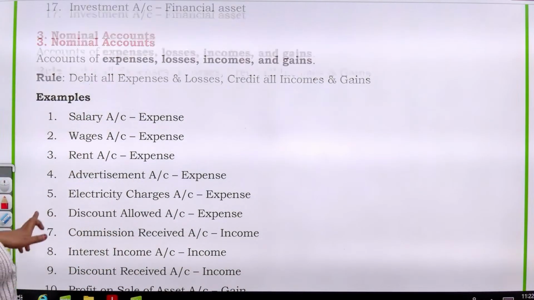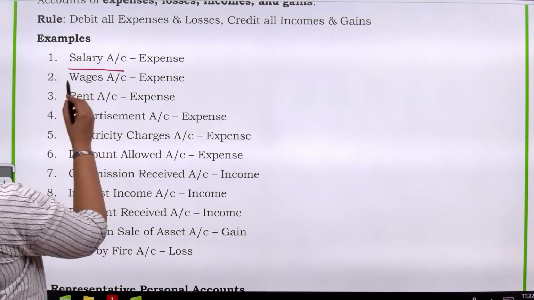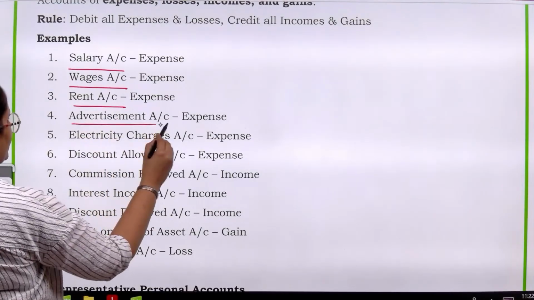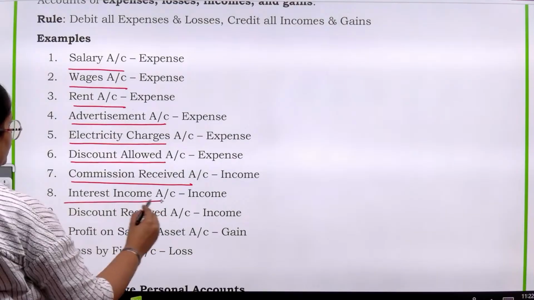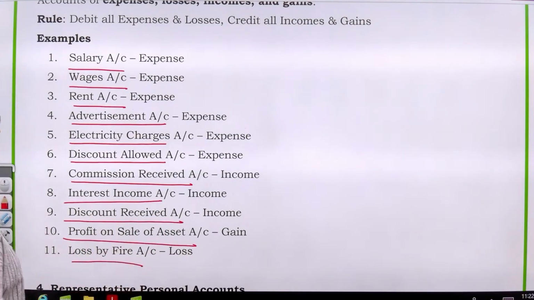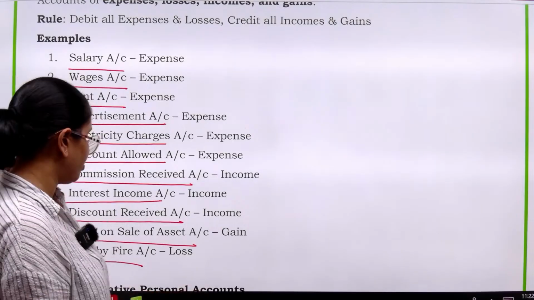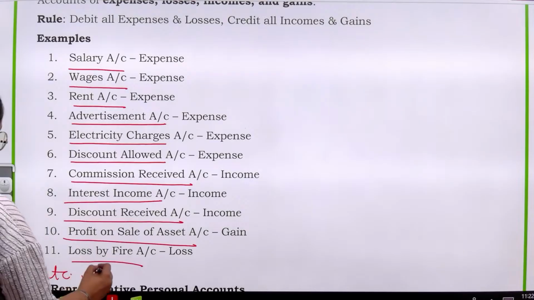Now let's see the examples of nominal accounts. Very, very important: salary, wages, rent, advertisement, electricity, discount allowed, commission received, interest income, discount received, profit on sale of asset, loss by fire, etc. Remember, this list is not exhaustive.